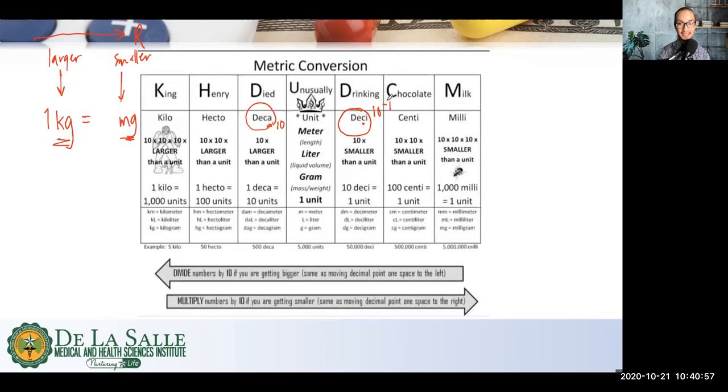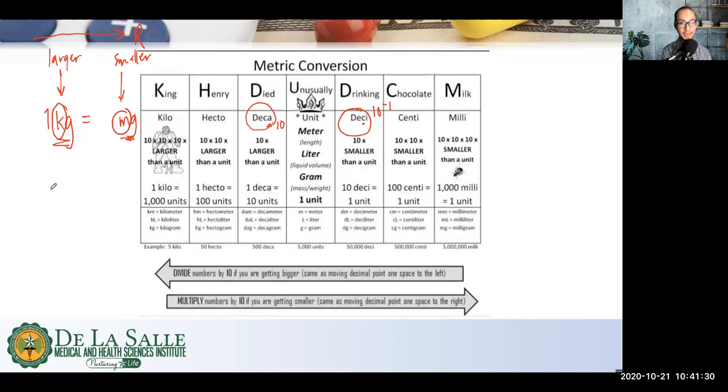So going back. Thank you for that answer, Miss Valdez. The answer is 1 million milligrams. Remember that these prefixes actually stand for something. They stand for the exponent or power of 10 by which you will multiply the basic unit.